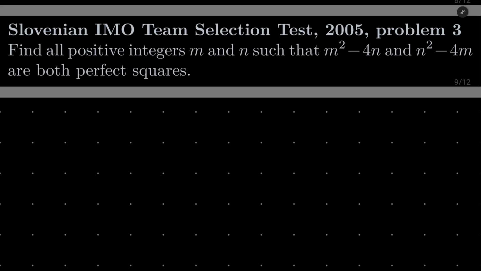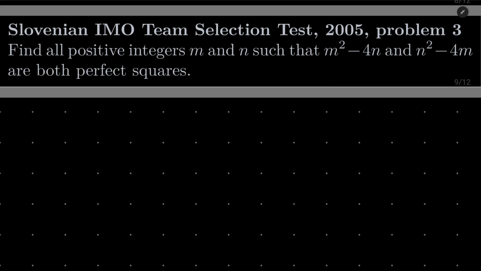Hello friends, in this video I'd like to solve the following problem from the Slovenian International Mathematical Olympiad Team Selection Test 2005, problem number 3. We wish to find all positive integers m and n such that m squared minus 4n and n squared minus 4m are both perfect squares.